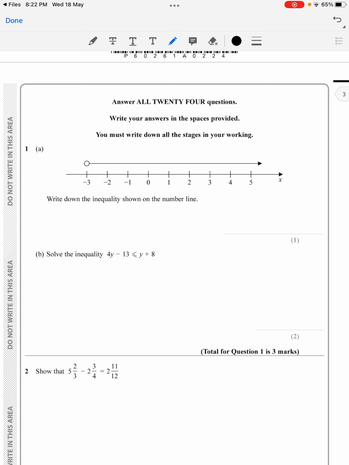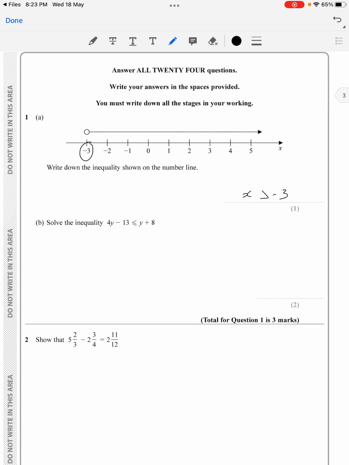Write down the inequality shown on the number line. You can see the arrow points forward, so it shows all the values that are greater than -3 but not equal to -3, since the circle is not shaded.